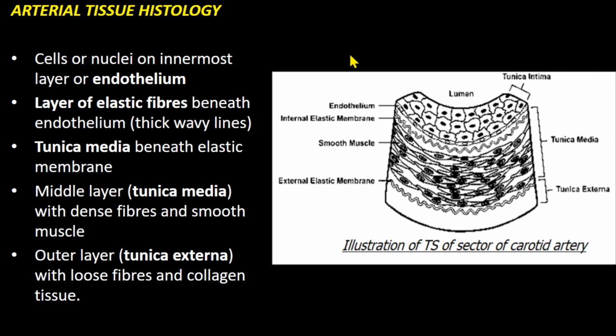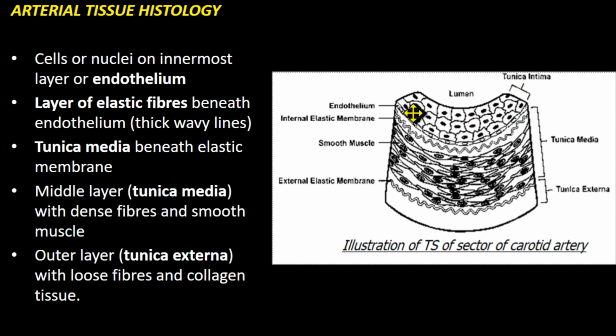So if we had to make a plan diagram of the arterial tissue, the histology of it, starting from the innermost layer here, well, first we have the lumen, which is the passageway for the blood. Then we have the tunica intima, which will be highly nucleated. We will see that the nuclei are quite obvious here.